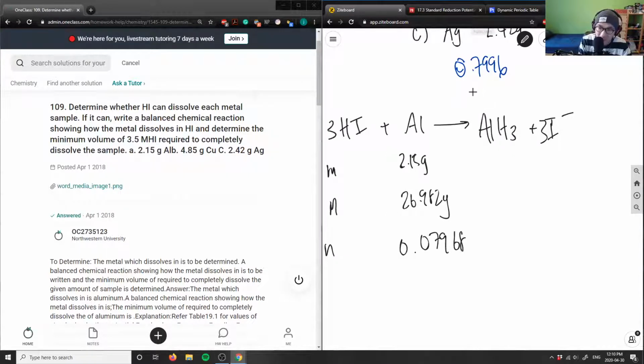0.07968. So this is in moles. And basically what I want to do, again, is use my balanced chemical equation. The coefficient here is 3, right? So I have to figure out a mole to mole ratio for this HI, which means I would have to multiply this mole ratio by 3 in order for us to get the moles of HI here. If I multiply this number by 3, I would get 0.23905. Remember, this here is separate. So this is the moles of HI here.